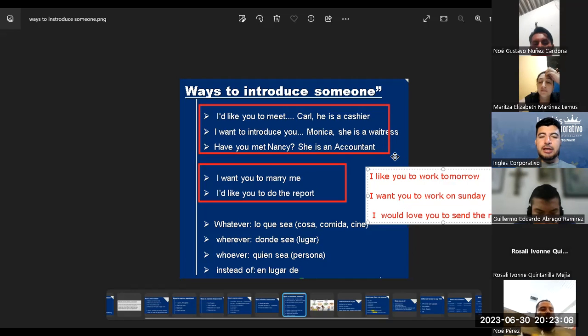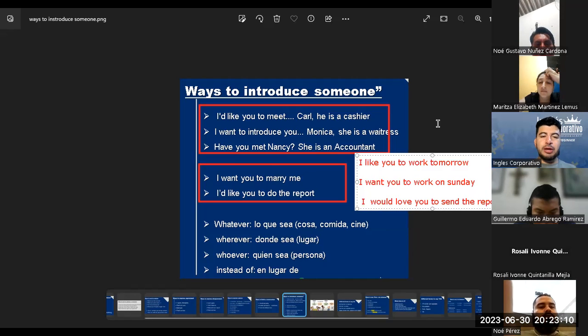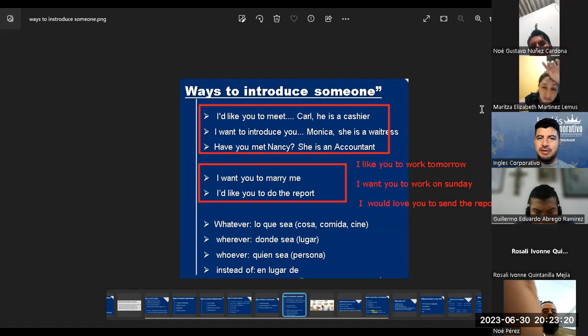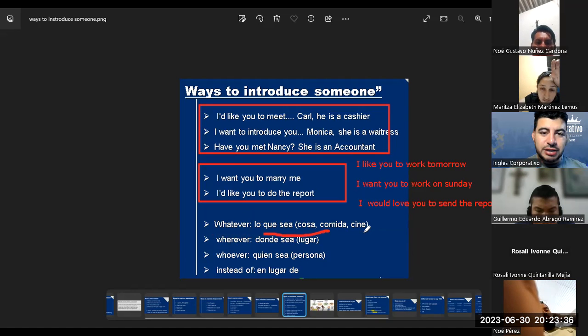He escuchado que algunas personas cuando les preguntan ¿dónde vamos?, dicen wherever. ¿A dónde vamos? Wherever. Si alguien le dice, ¿y quién va a pasar a exponer?, dice wherever. Here has a problem. Tenemos un problema. Wherever significa lo que sea. Cosa, comida, cine, una actividad. Si alguien dice, wherever significa donde sea.